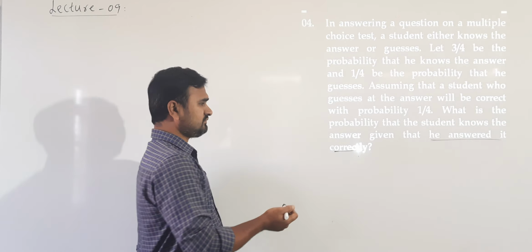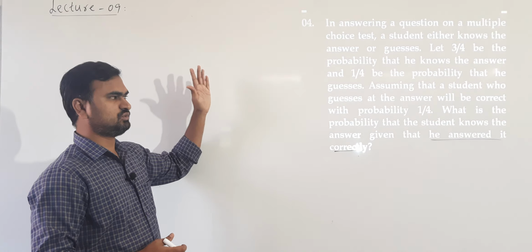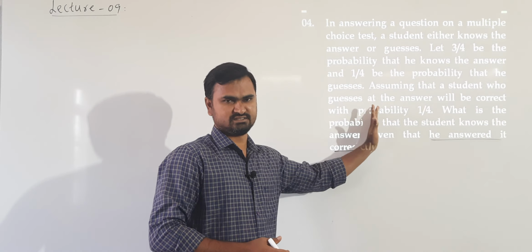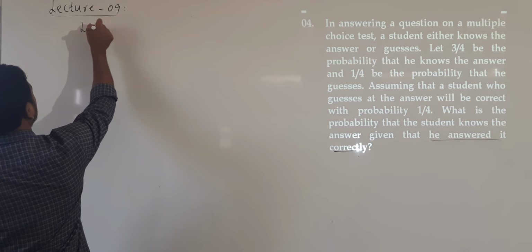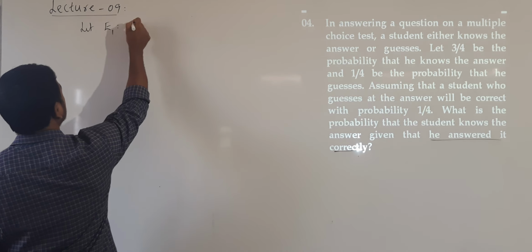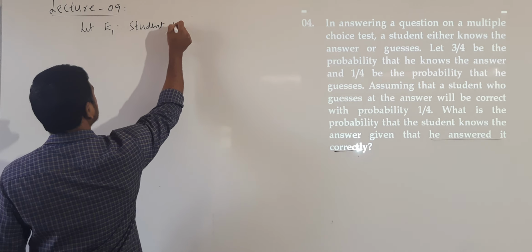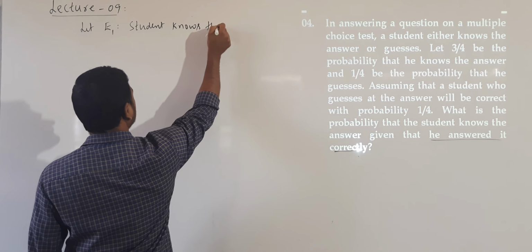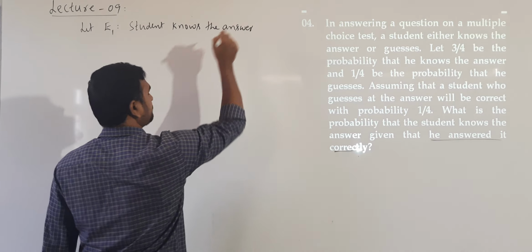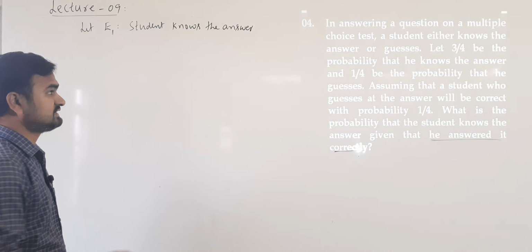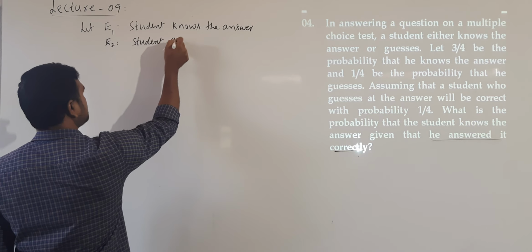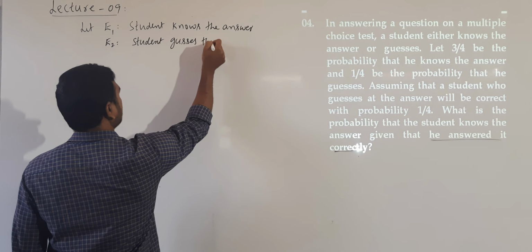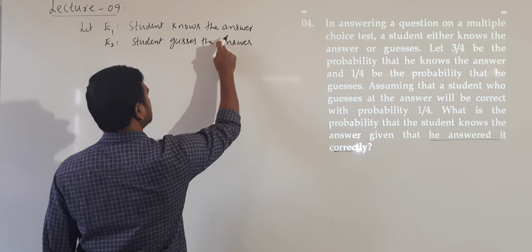In how many ways can you answer the question correctly? There are two cases: the student knows the answer or the student guesses the answer. So we have to consider these two events. Let E1 be the event that the student knows the answer. This is one case. Another case is E2, the event that the student guesses the answer. This is also one possibility.